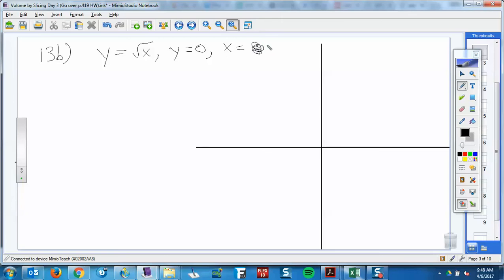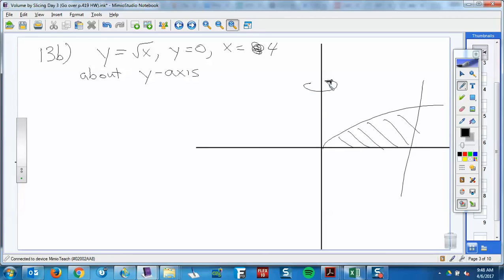And then it's revolved about what? On B? The y-axis. Okay, revolved about the y-axis. So y equals square root of x would be here. X equals 4 would be here. So we're looking at this region, and we're going to revolve it this way. Now, I'll probably do this one time here and not the other, but what will happen is that region would get revolved around over to here, and so our slices would be what shape?